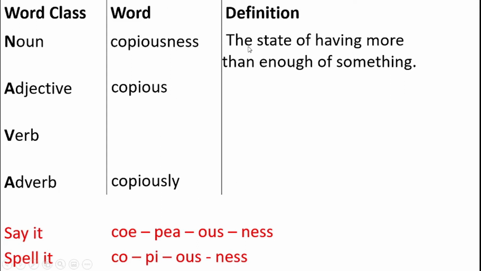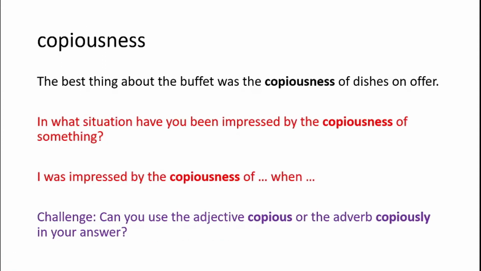And copiousness is the state of having more than enough of something. So it means that there's plenty of stuff to go around. Just pause and let you write that down. And then we'll move on to using it in our own sentences.